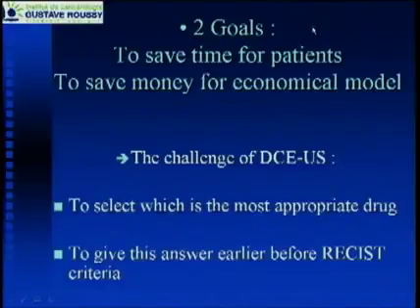So finally, two goals: to save time for patients, and also to save money for economic models. And the challenge of DCE-US is to select the most appropriate drug. We would like to give this answer earlier than the RECIST criteria.